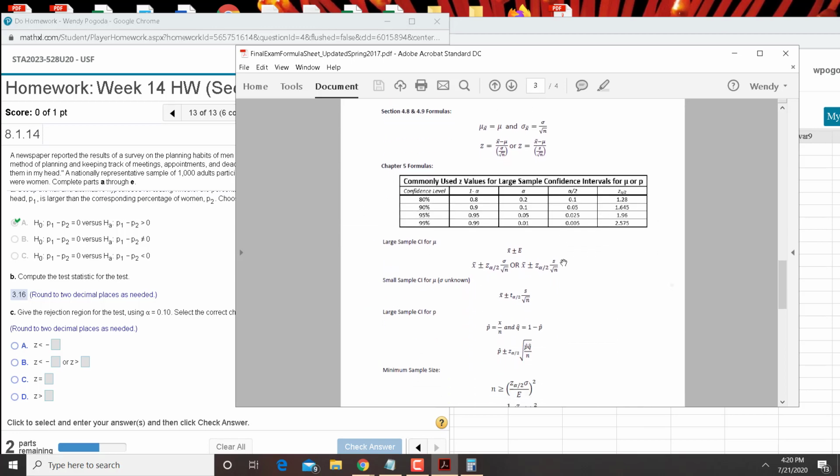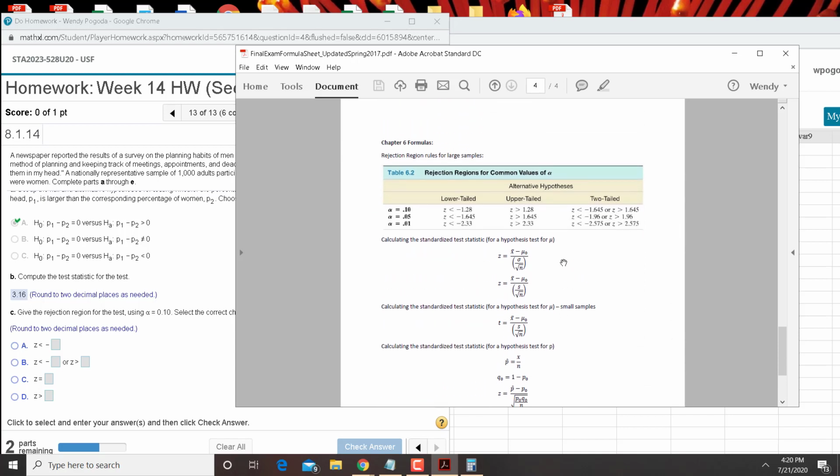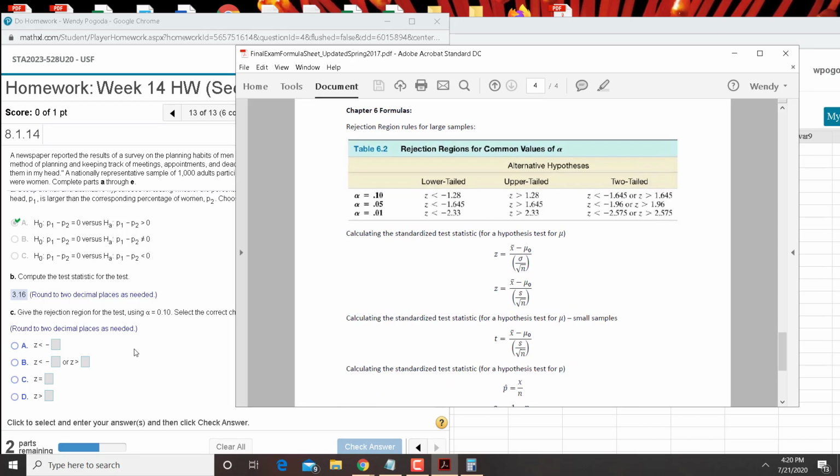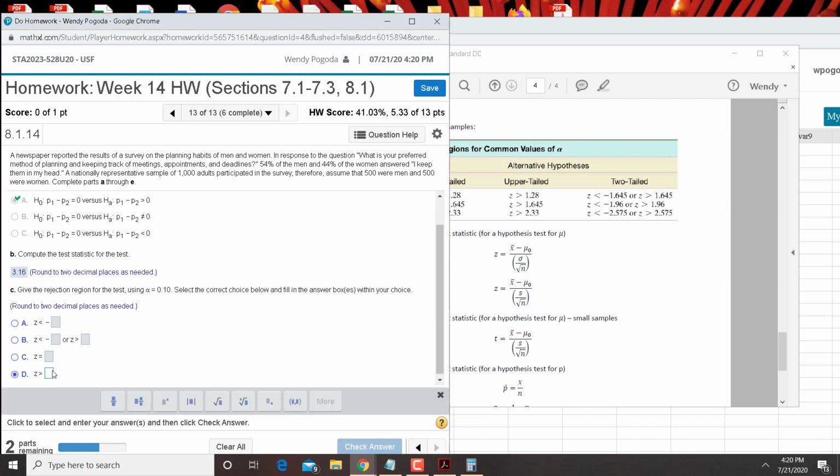Another way we could do this is to look at the critical values with the critical rejection regions based on certain alpha values. Table 6.2 is listed on the formula sheet. It says our alpha value is 10%. We know we're doing an upper tail test. So when our alpha value is 10% and we're doing an upper tail test, we should be testing if z is greater than 1.28. And we're using the z distribution now because we're dealing with proportions. There is no t distribution for proportions.